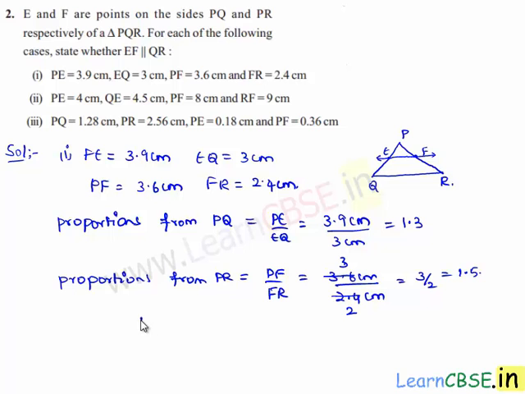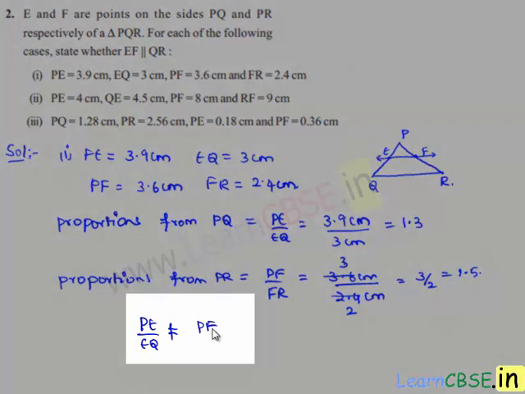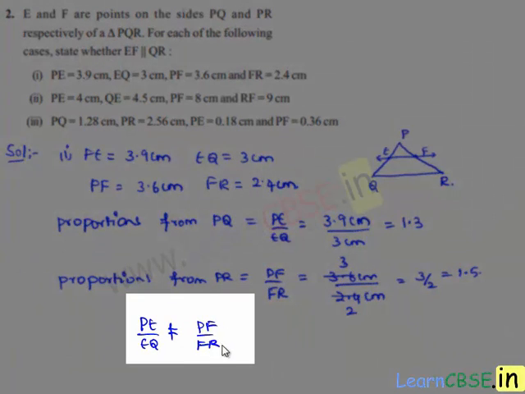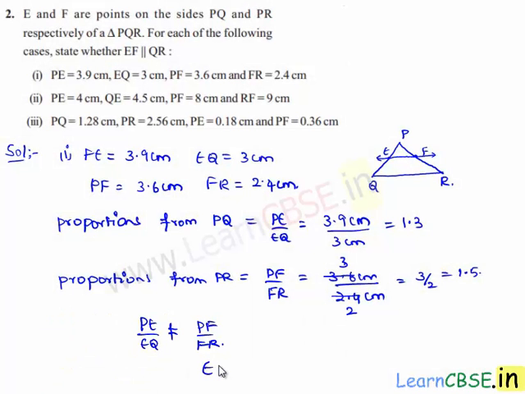Now as PE by EQ is not equal to PF by FR, this doesn't satisfy the rule that proportions of two sides divided by the line EF are equal. So we can say that from Converse of basic proportionality theorem, EF is not parallel to QR.